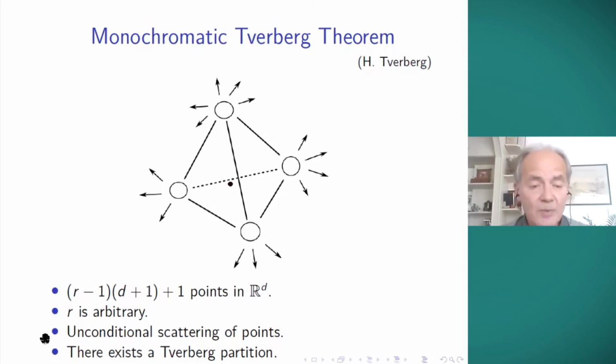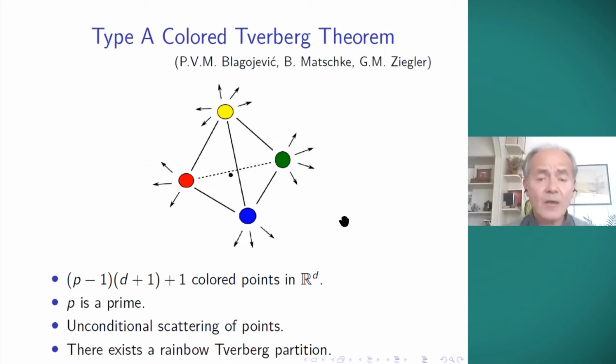So this is what I summarize here. You have this number of points, the overlap number is arbitrary, you have unconditional scattering of points, and the conclusion is there exists a Tverberg point, a point which is common to the convex hulls of a partition. Now back to the colors. I want to tell you, informally, from the point of view of this example, what is the type A colored Tverberg theorem of Blagojević, Matschke, and Ziegler.